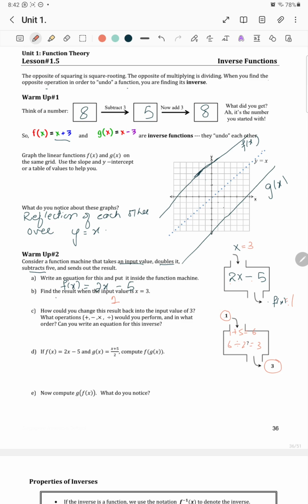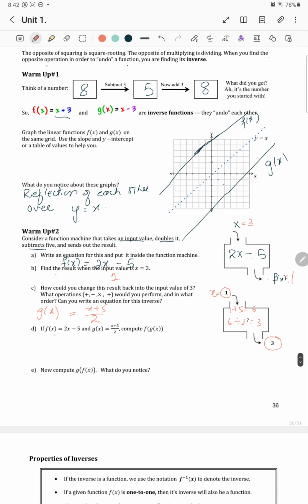So can you write the equation of the inverse function? The equation of the inverse function will be x plus 5 divided by 2. This would be g of x, the other function, the inverse function. If f of x was the function and g of x is the inverse function, so f of x is 2x minus 5, g of x is x plus 5 by 2.